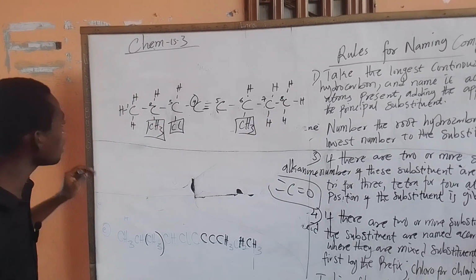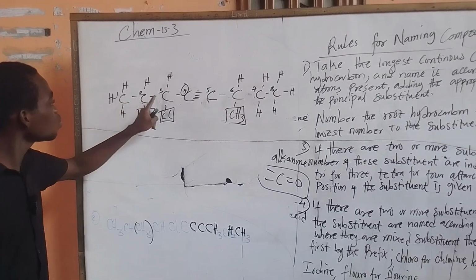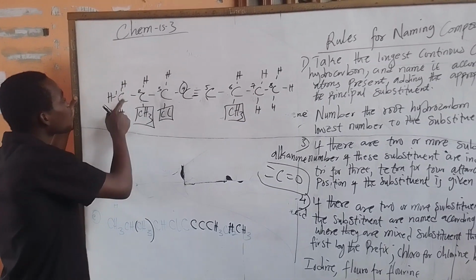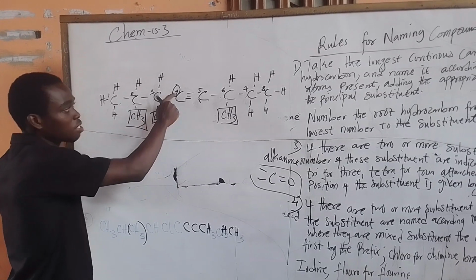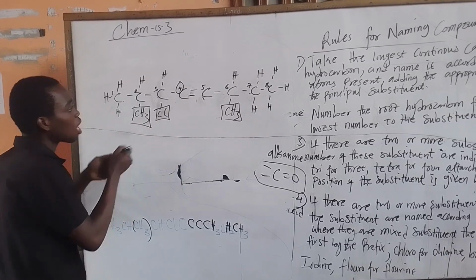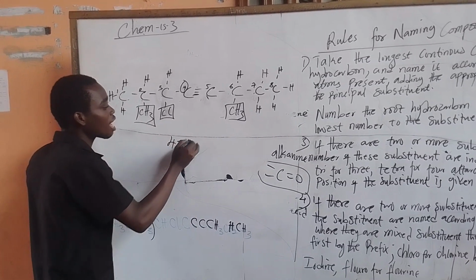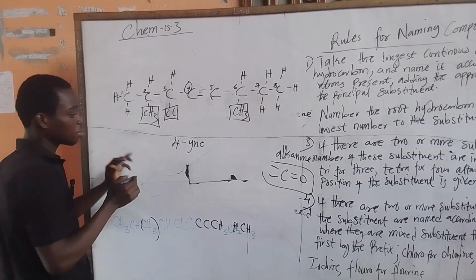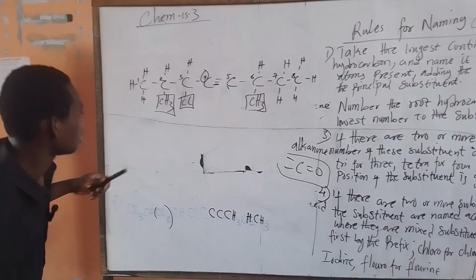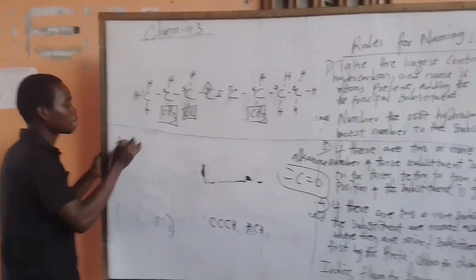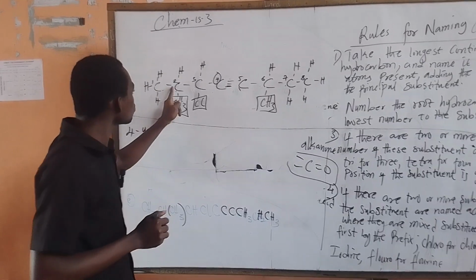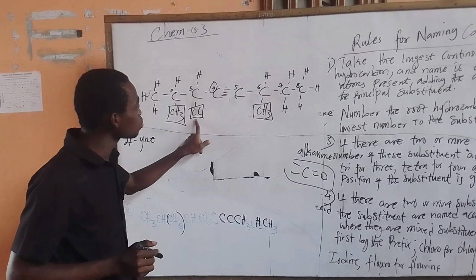So if I'm naming this, I have 1, 2, 3, 4, 5, 6, 7, 8. Now let's see, 1, 2, 3, 4. I have the fourth carbon, and this fourth carbon contains the triple bond, so I will say 4-yne. This is a functional group. I'll take 4-yne. Now I have 1, 2, 3, which is what?